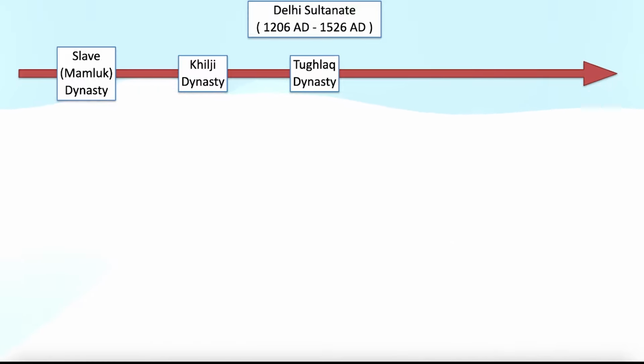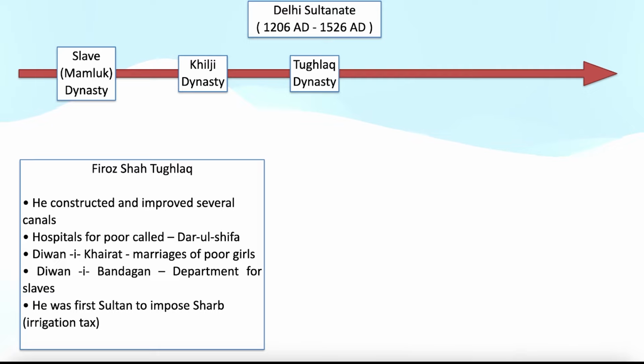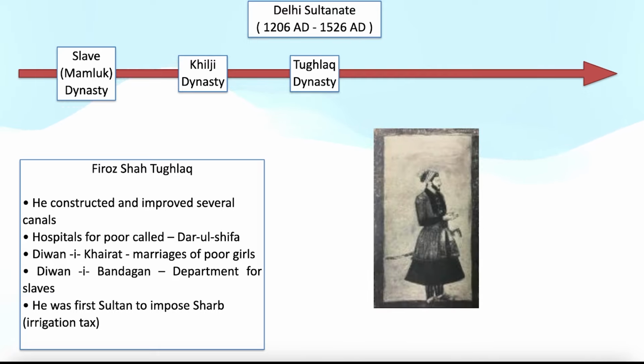After Muhammad bin Tughlaq, now the time comes of Firoz Shah Tughlaq. He constructed and improved several canals. He also established hospitals for the poor, which were called Darul Shifa. There were different departments established by him, one of which was Diwani Khairat, which worked for the marriages of poor girls. The second department was Diwani Bandagan, which was the department for the slaves.